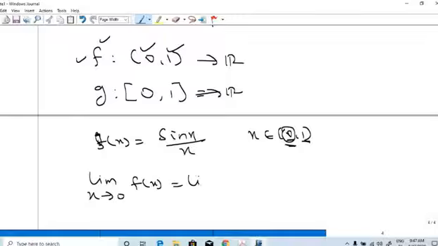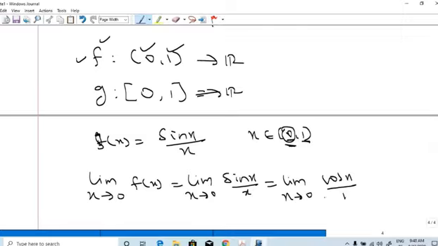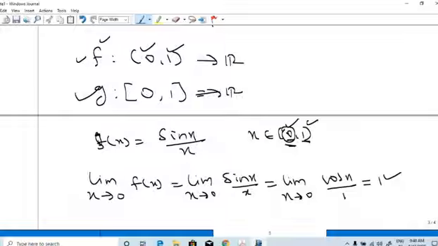So, we know the limit as x goes to 0 of sin x by x. By using L'Hospital's rule, sin 0 over 0 is 0 by 0 form. Therefore, you have to differentiate numerator and denominator. The derivative of sin x is cos x, and the denominator gives 1. Now substitute x equal to 0, cos 0 is 1. Okay. Therefore, at the two endpoints 0 and 1, the function values exist. Therefore, we can extend the function to the endpoints also. Again, it is continuous on the closed interval [0, 1]. Therefore, it is uniformly continuous.